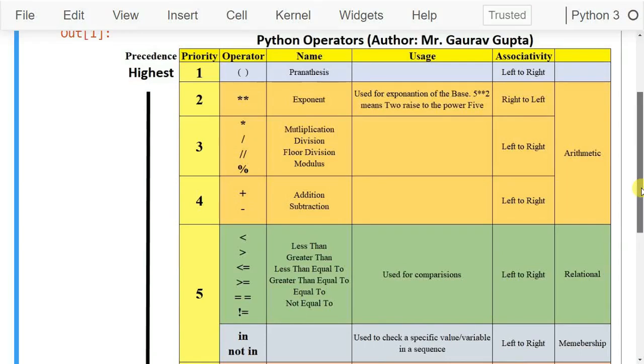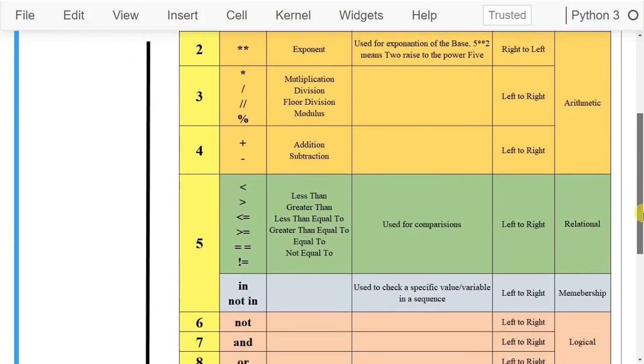Welcome. In this video, I will explain Python operators. First, I will show you the Python operators table.